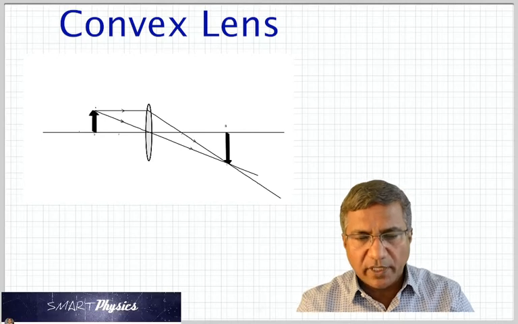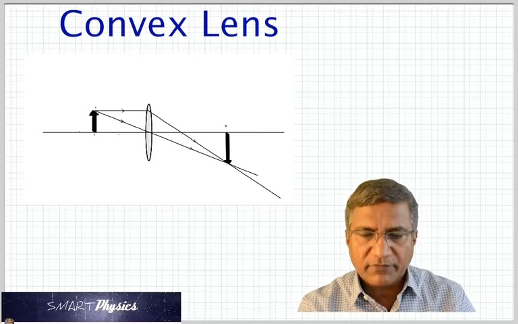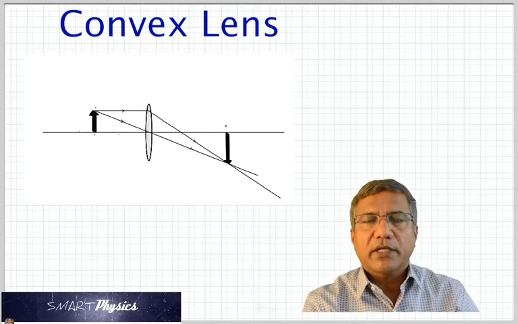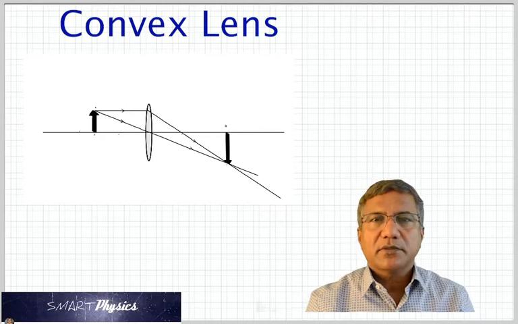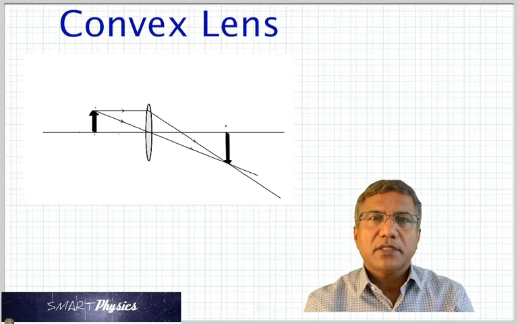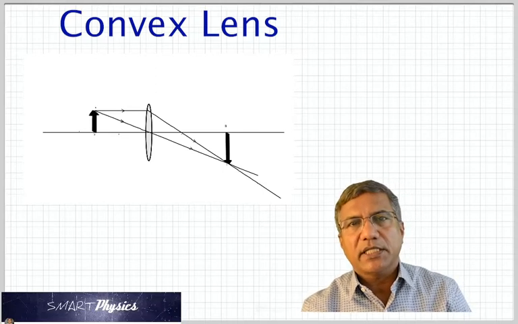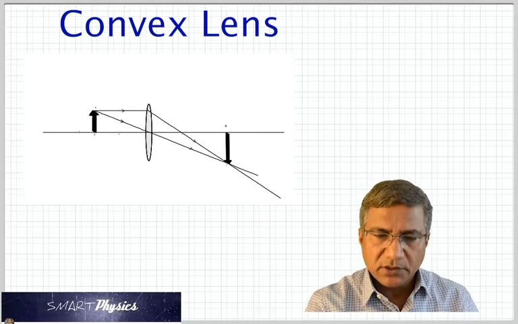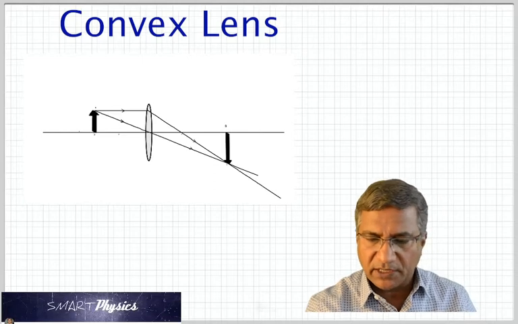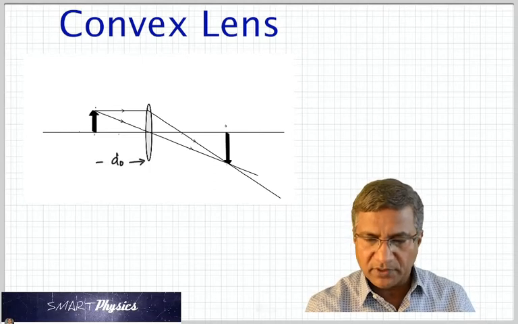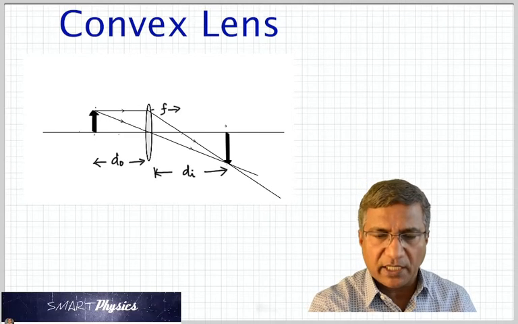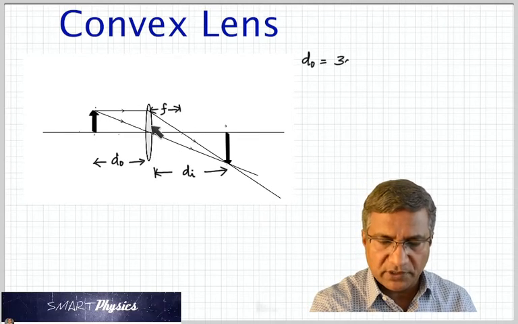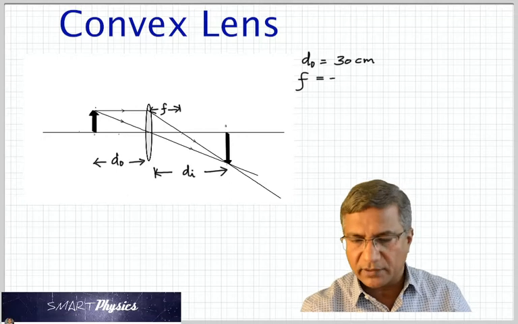Here we have the convex lens forming a real image, and I'm trying to work out a formula and use the formula to find the image distance. Since this is the object and that is DO, the object distance, here is the image, that's DI, and since the focal point is here, that's the focal length.